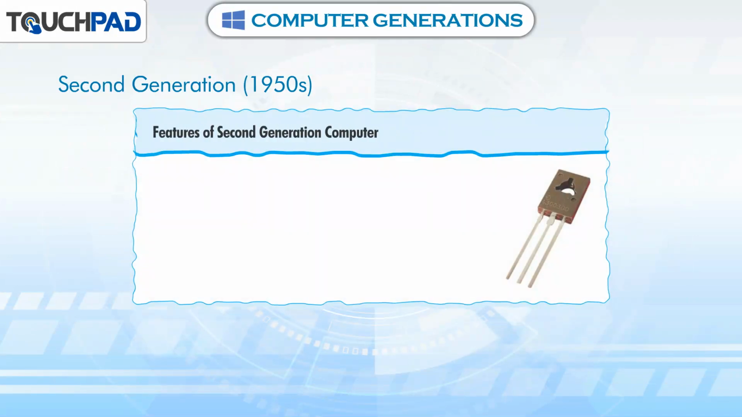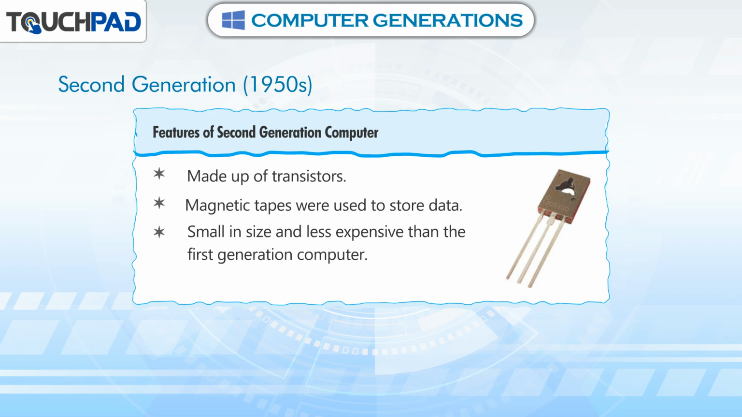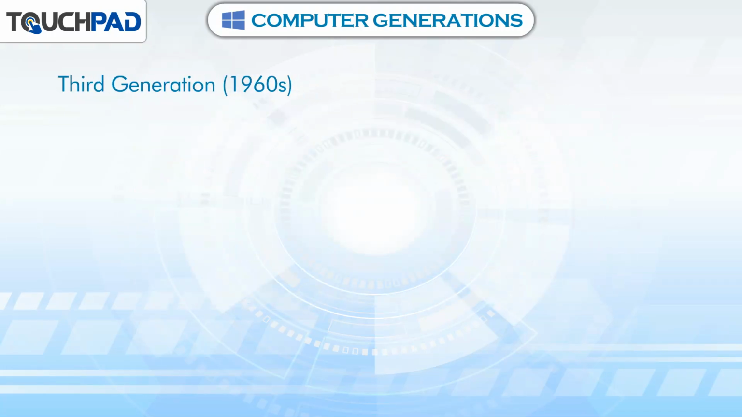Features of second generation computer: made up of transistors. Magnetic tapes were used to store data. Small in size and less expensive than the first generation computer. Faster and reliable. Third generation, 1960s.